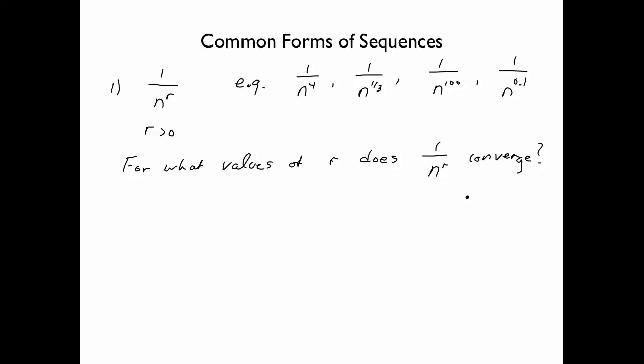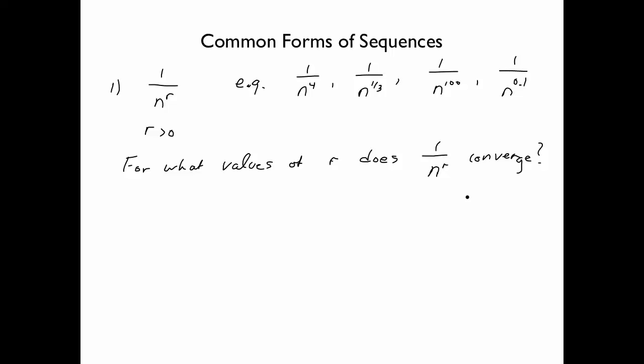So r can be greater than 0 to be this type of sequence, but now we're saying for which values of r greater than 0 give us a convergent sequence. So anyone have any ideas about that? So r greater than 1. Let's look at some graphs to check that hypothesis for r greater than 1.